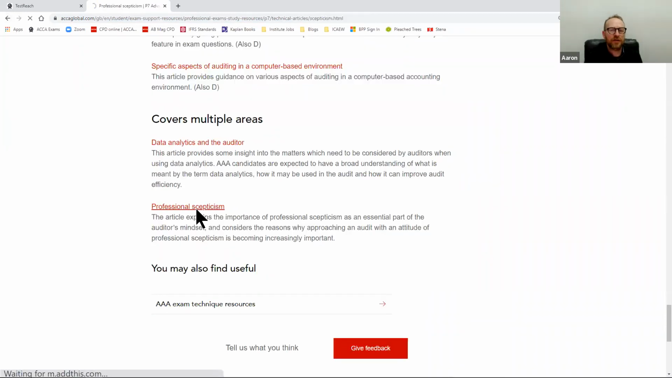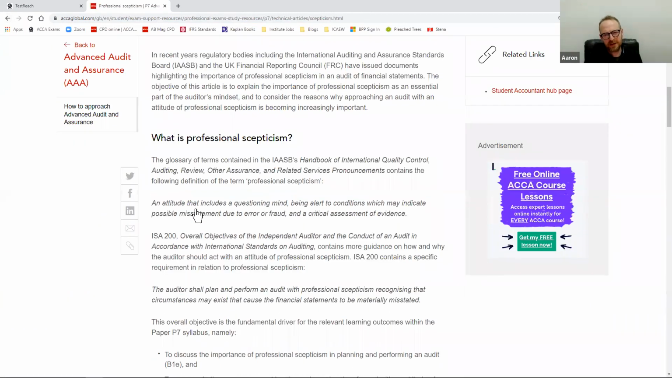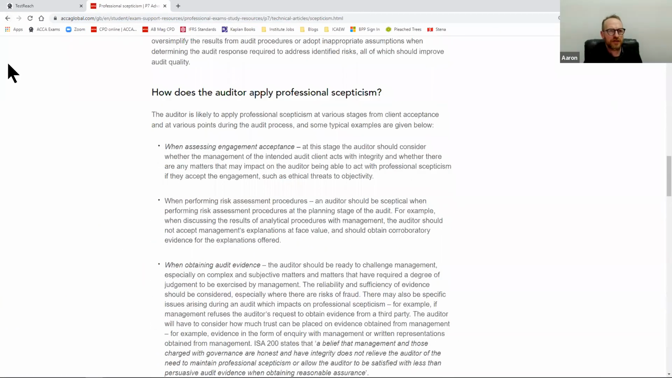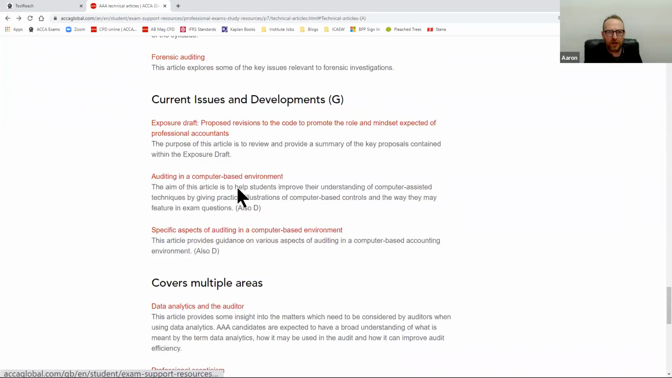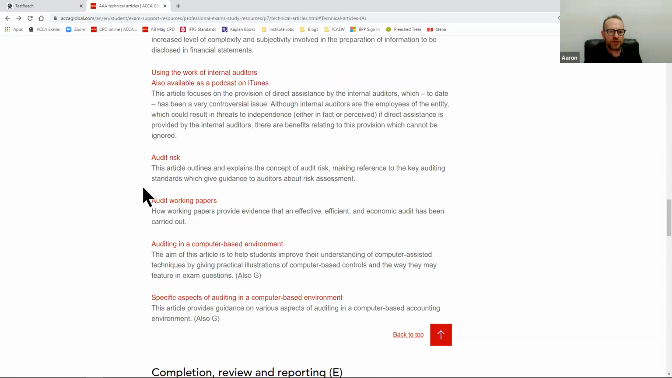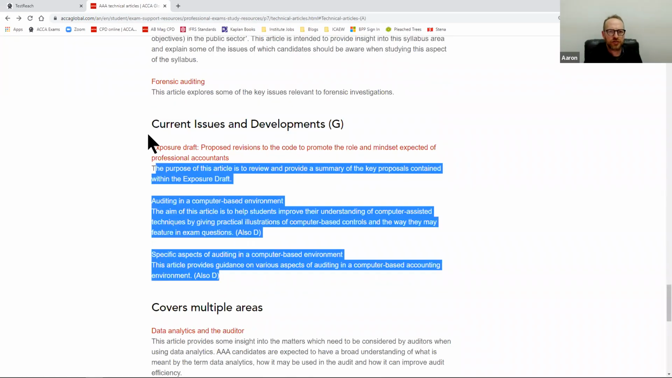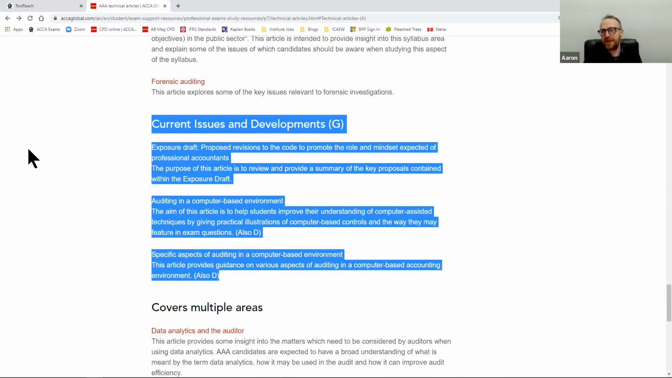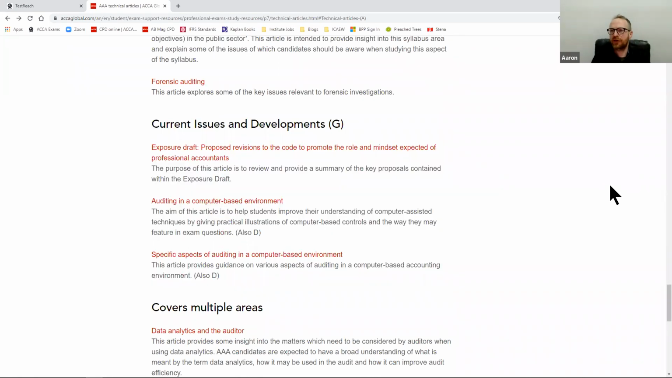I don't want to give you too many, but the professional skepticism is important as well, but it's a bit more general. So I would say the two that I've put in there and the current issues, where would that go? The current issues. Okay, so that's like 5. So just have a look at those ones. But the one I would definitely 100% number 1 is that first one, the risk. Okay, so the risk and understanding the entity.